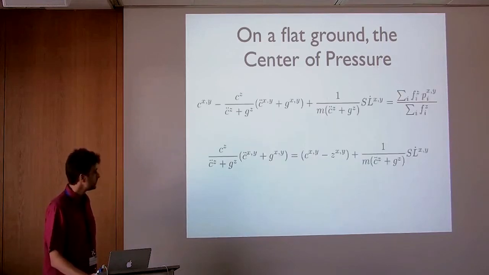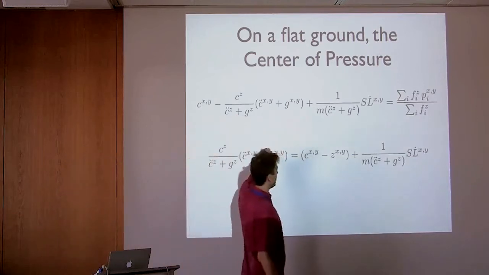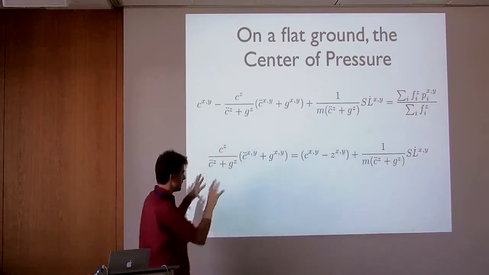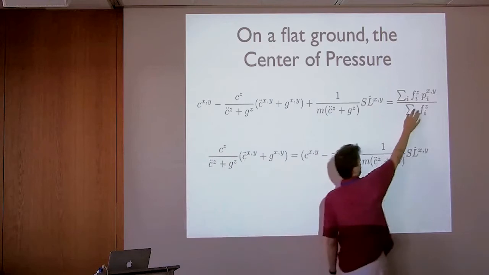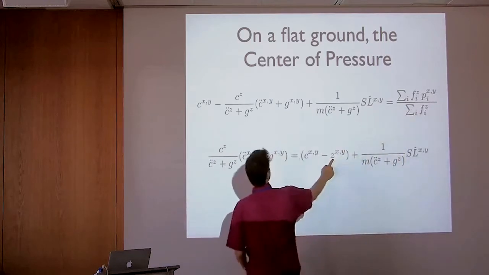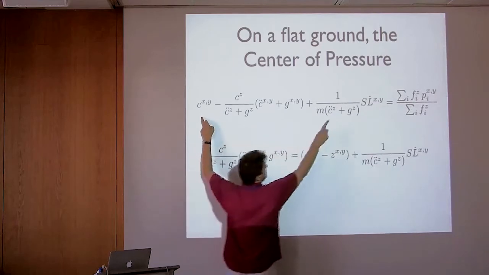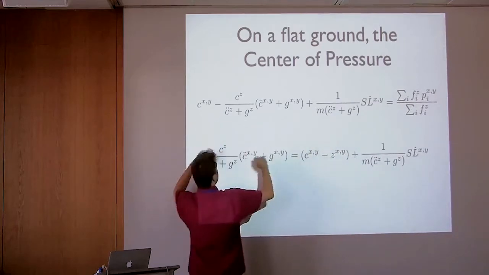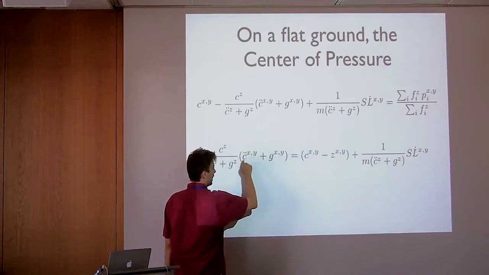Okay, so we have this equation here, and here I just rewrote it, just redispatching the terms. I call this z now, with x and y. So I consider c minus z plus this angle here, and then here I have the acceleration along x and y of the center.